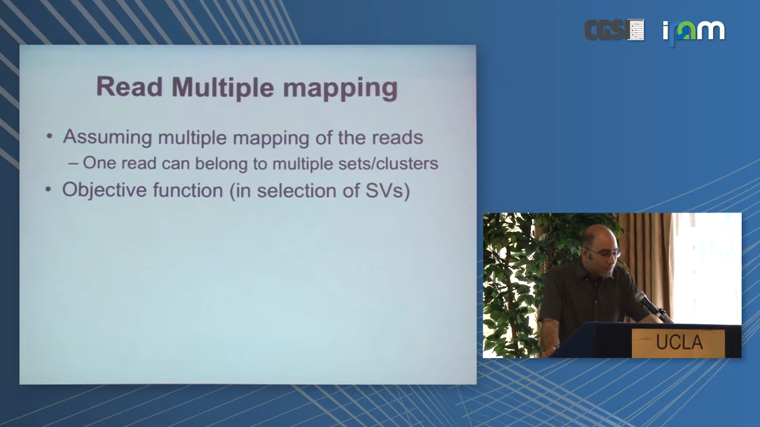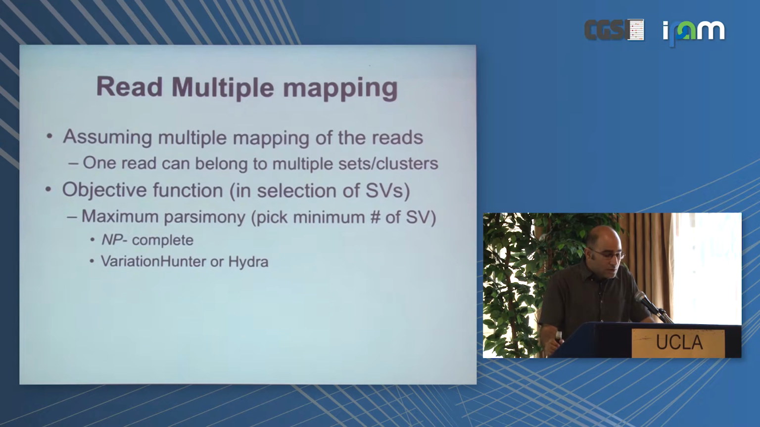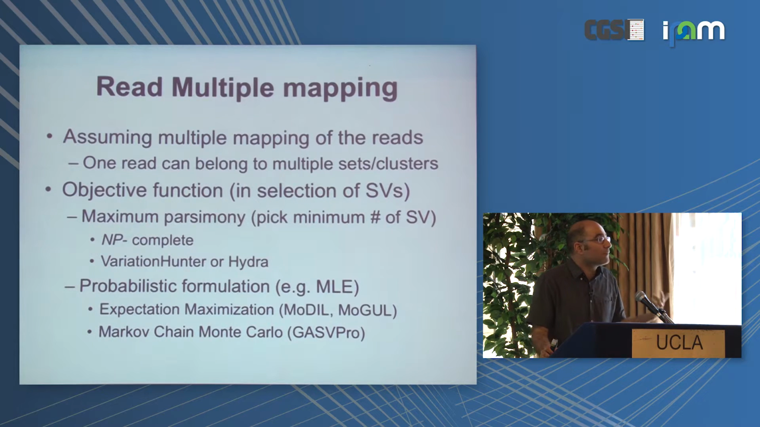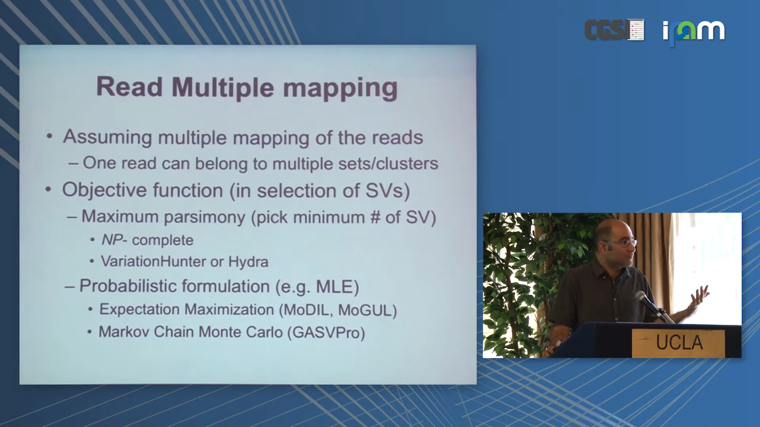The problem becomes slightly more challenging if you have multiple mapping reads. In other words, if one read has mapped to multiple locations, now that read can belong to multiple clusters or multiple cliques or multiple breakpoint regions that you're considering. And then you can have two different objective functions that have become popular. One is that you can say, I want a maximal parsimony objective function. In other words, I want to find the minimum number of structural variations which covers my universe. Or you can have some sort of probabilistic formulation, for instance, maximum likelihood estimation. And there are quite a few methods developed for trying to solve this problem.